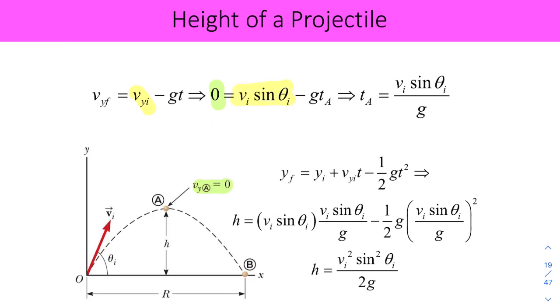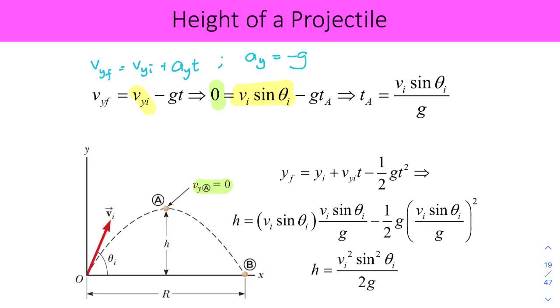Vy initial is this one, okay, and then why is it minus gt? Supposedly Vy final is equivalent to Vy initial plus Ay t, right? Why is it negative? Okay, because we have the conclusion or assumption that Ay is equivalent to negative g.